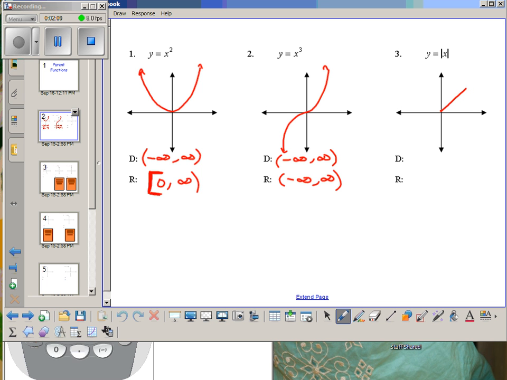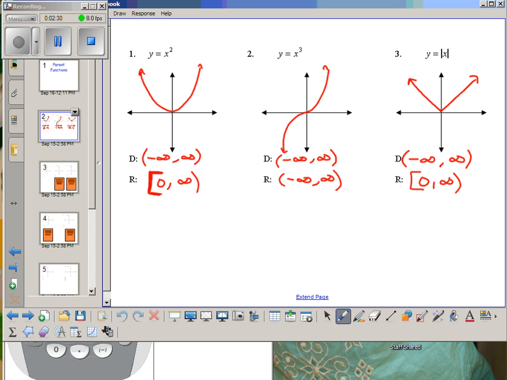Next, we're going to look at absolute value of x. That is our nice V shape, also going through 0, 0. It too has a domain of negative infinity to infinity, and it has a range of 0 to infinity, again including 0. So we're going to make that hard bracket to say that we are including 0.